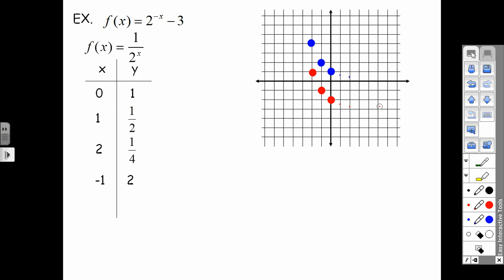Let's see if I can draw this backwards. Wish me luck. Ah, I did it. Okay, good enough. All right, so there's my curve. Now, let's think about this. Where is your asymptote? Hopefully you guys see that your asymptote is going to end up being down here at -3.